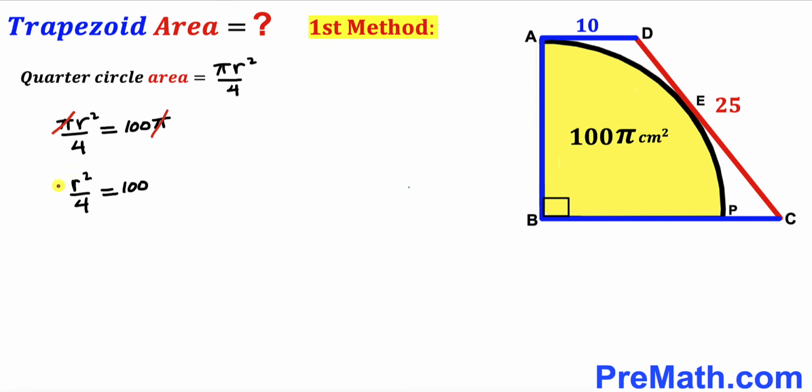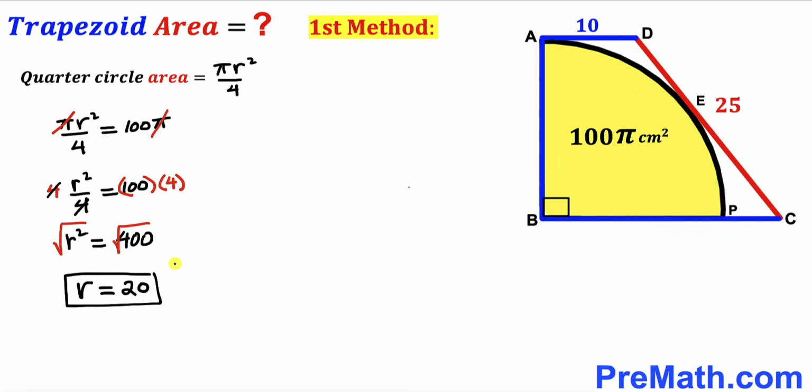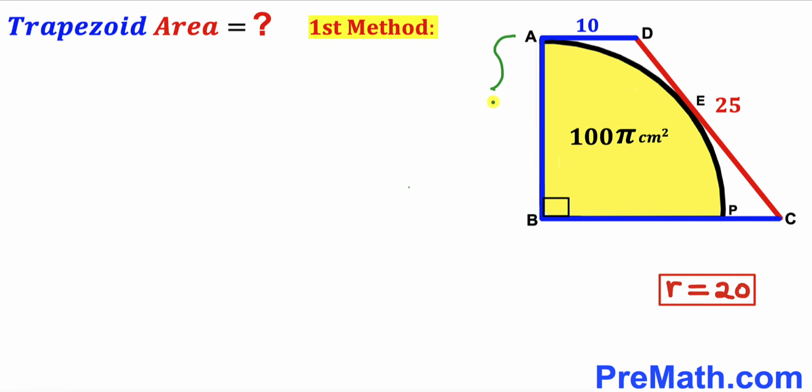And now I'm going to multiply both sides by 4. I'm going to multiply 4 on the right hand side as well. And here we can see 4 and 4 is gone. So therefore, r square value simply turns out to be 400. And now I'm going to undo this square by taking a square root on both sides. So therefore, our radius lowercase r value simply turns out to be 20 centimeter. So thus radius AB length turns out to be 20 centimeter, as you can see over here.